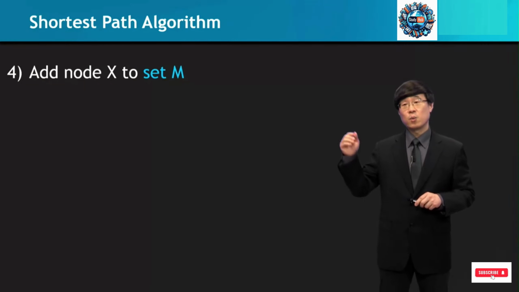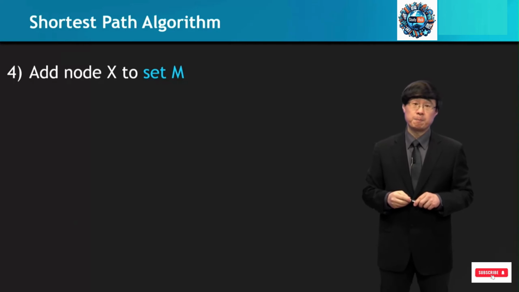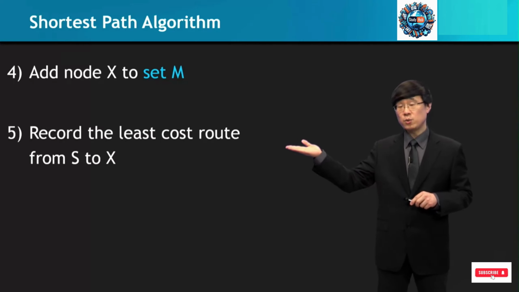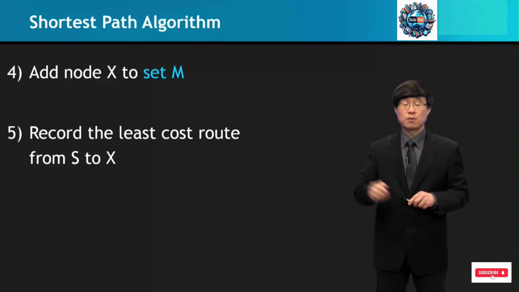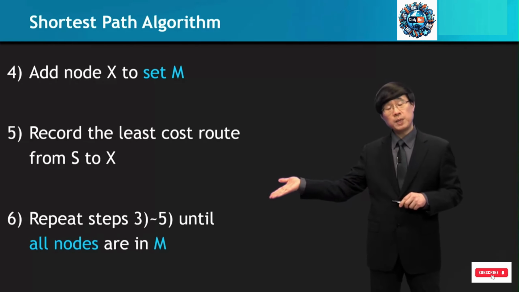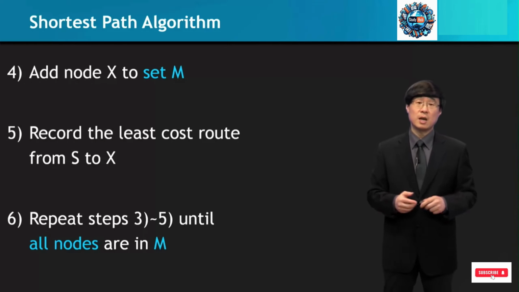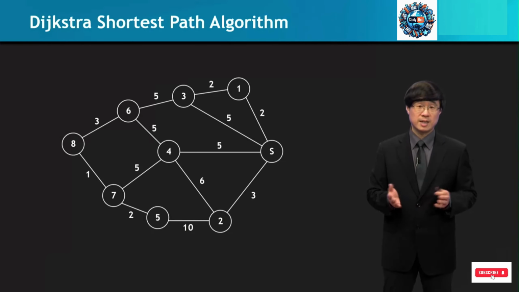In addition, whenever we select a minimum cost node, it is added to set M. And we want to record the least cost route from S to node X. We will repeat procedures 3 to 5 until all nodes in the network are a member of the set M. Here's an example.